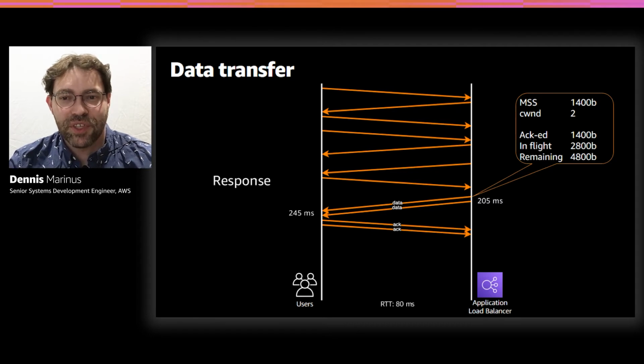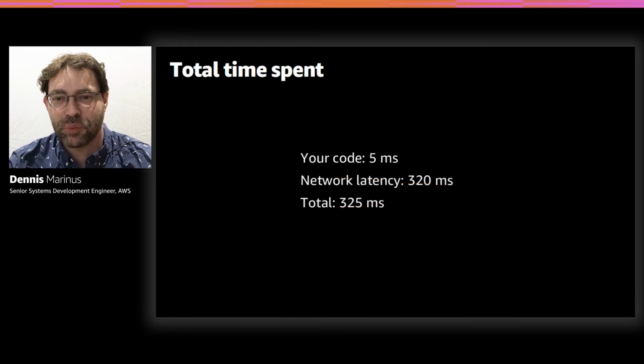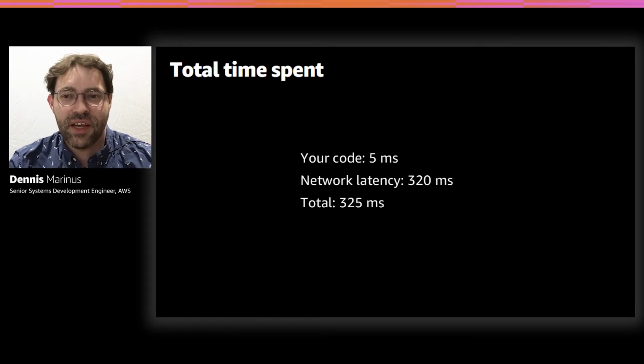Next round trip, we do the same thing again. Our window scales up to 5,600 bytes, or 4 packets, and that's enough for the ALB to send the remainder of Pecky's 9K of data. All up, it took 325 milliseconds from the start of the request to Pecky's user having received this response, and only 5 milliseconds of that was Pecky's own code. That means, in this case, 98.5% of the time his user was waiting, it was not due to his code.